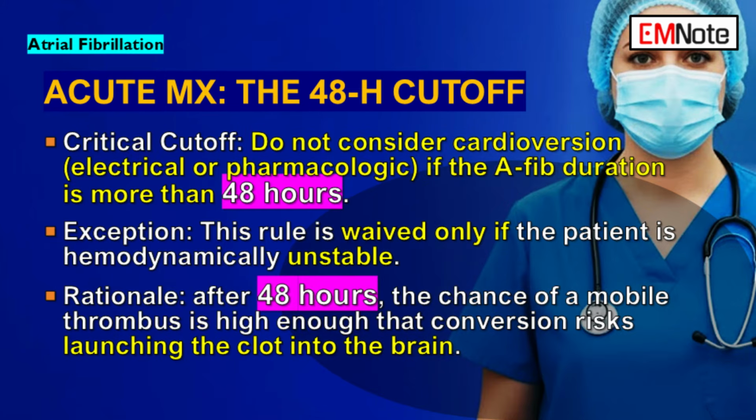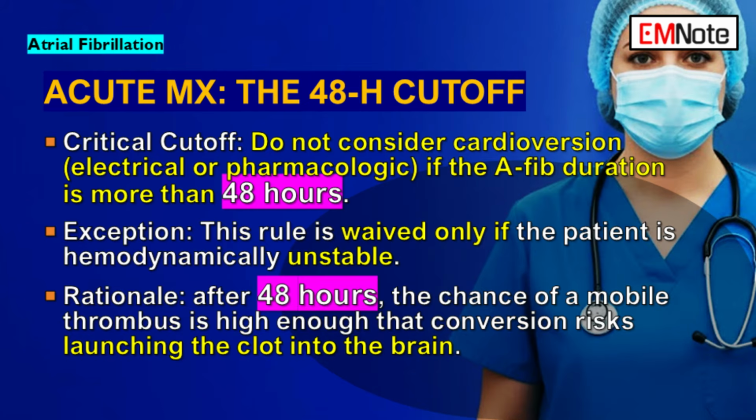So let's talk about the hard stop for intervention. What's the time cutoff for considering cardioversion in the ED? You should not consider cardioversion, electrical or pharmacologic, if the AFib has been going on for more than 48 hours. Unless the patient is hemodynamically unstable. That's the only exception. And that 48-hour rule exists because the clot risk just goes way up. It goes up significantly. Yeah.